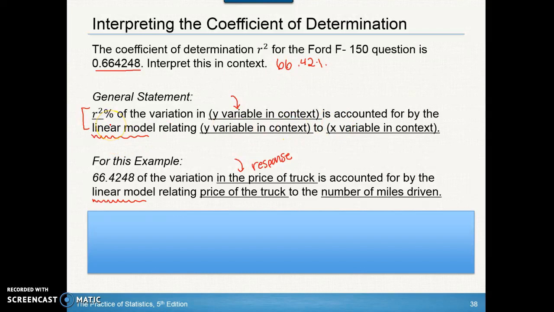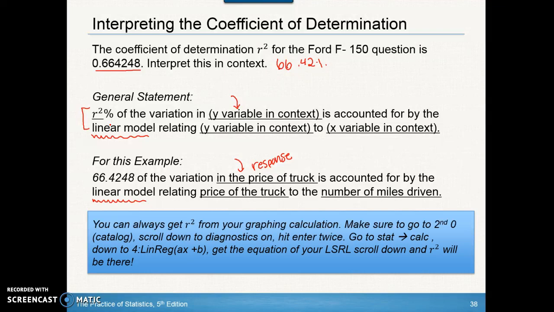Now you can't just say that the percentage of variation in Y is accounted for by X, because it's not accounted for specifically by X. It's accounted for by the least squares regression line that relates X and Y.